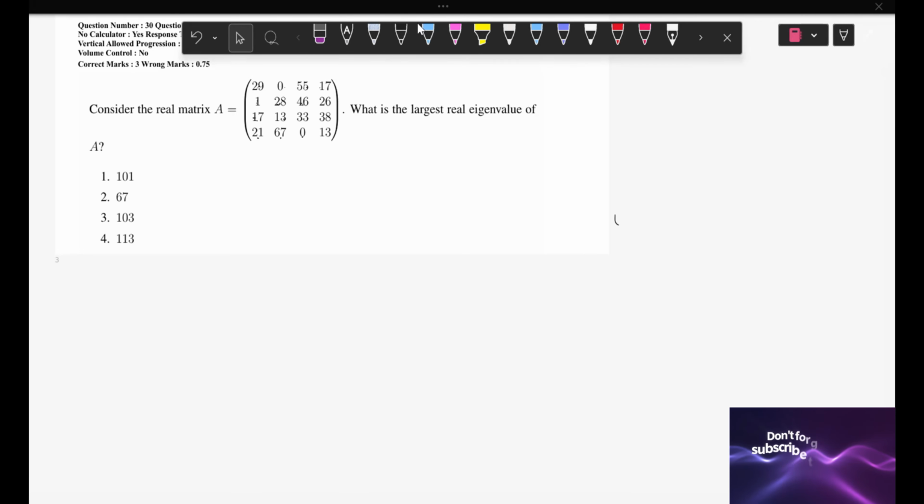Now let's solve the next question from linear algebra. The question is saying that consider a real matrix A equal to this matrix, then what is the largest eigenvalue of the matrix A?